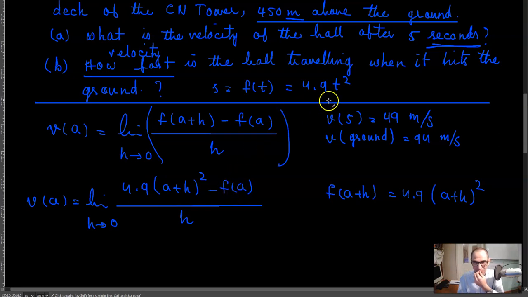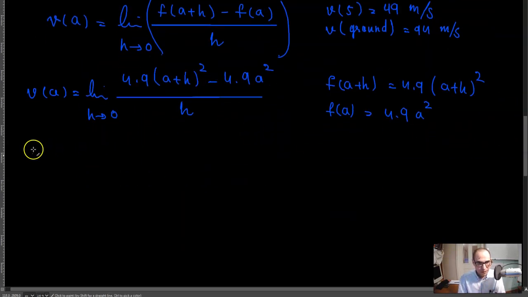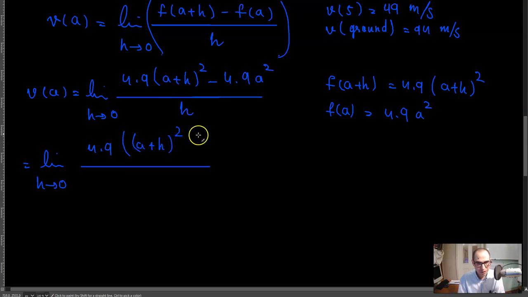In this case, you can of course calculate f(a) as well, meaning that f(a) is 4.9 times a squared, so that it becomes much easier. Then you can write this as the limit as h approaches 0. The 4.9 you can take out, and write it as (a+h)² − a² over h, as h approaches 0.